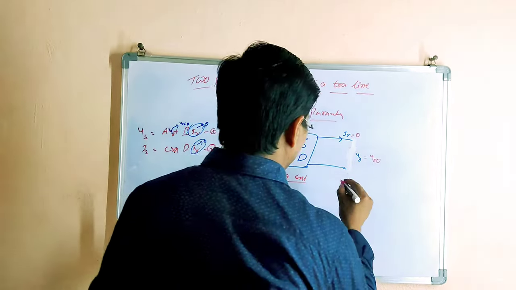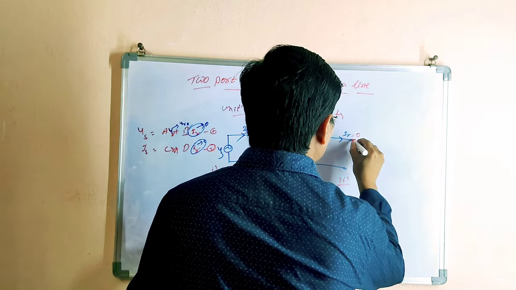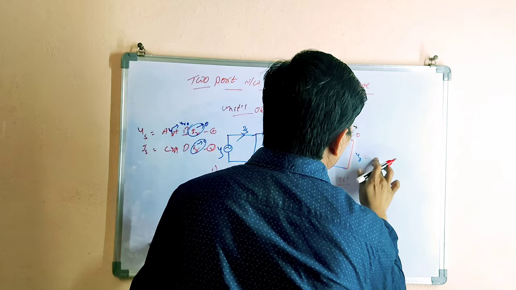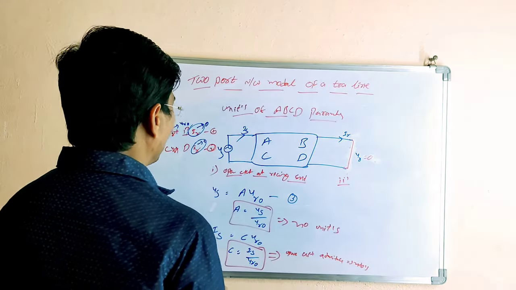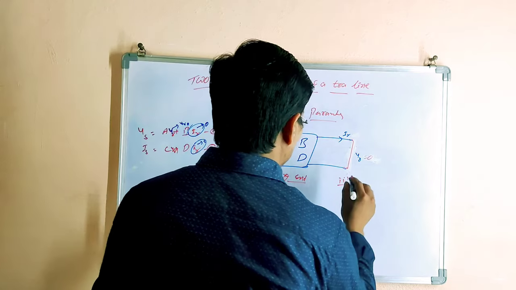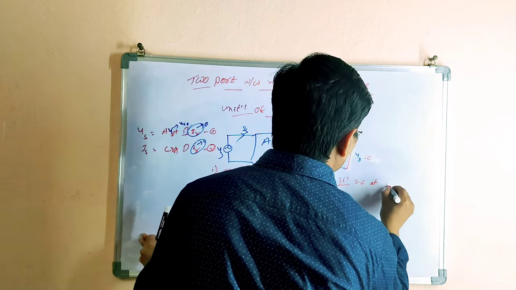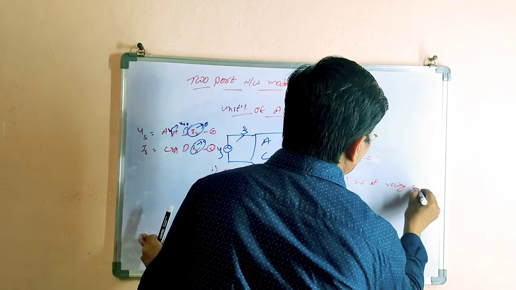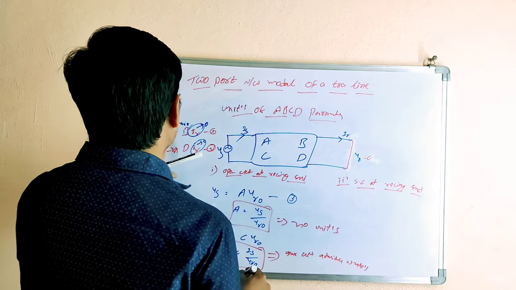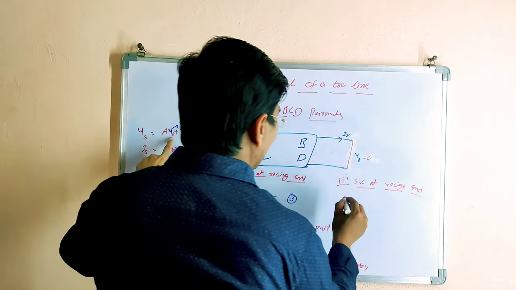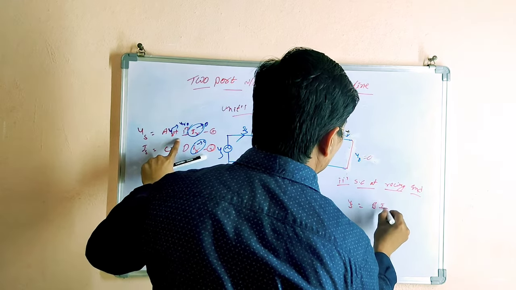Second one is the short circuit, which means Vr is equal to 0, short circuited at the receiving end. We can substitute: Vr is 0 means Vs is equal to B into Ir.